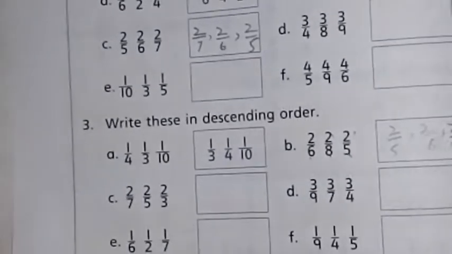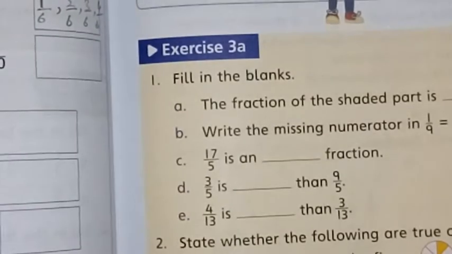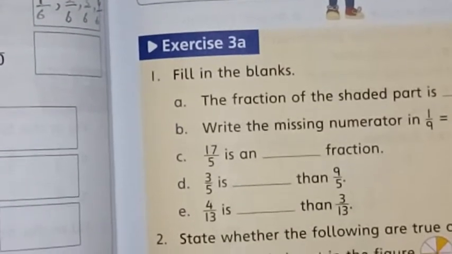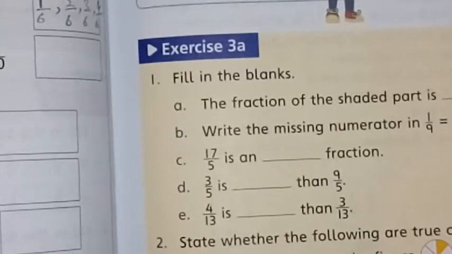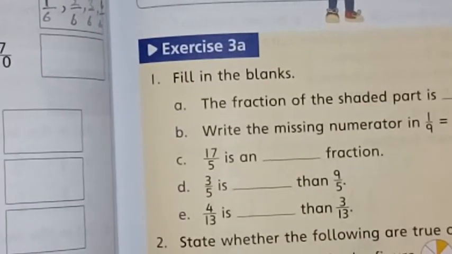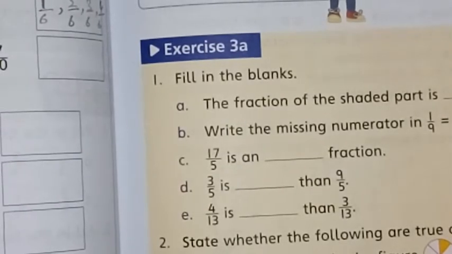So have a view of exercise 3a. The fraction of the shaded part is, you can count it, 1 2 3 4 5, 1 2 3 4. 5 multiplied by 4, 5 fours are 20. The parts which are colored, 1 2 3 4 5 6 7, 7 by 20.